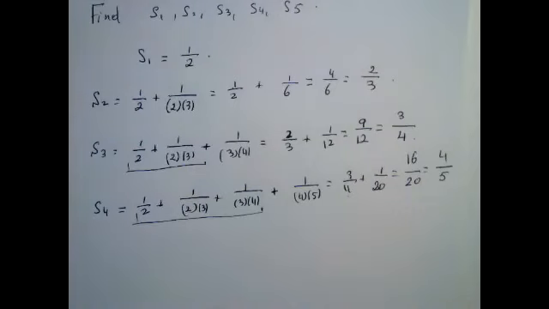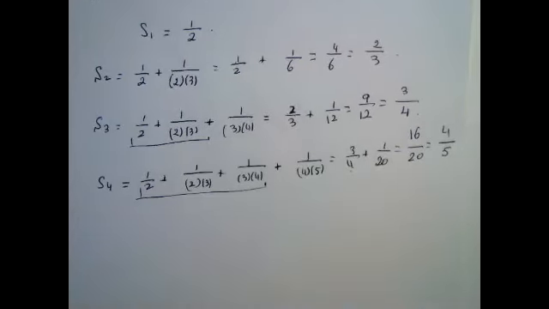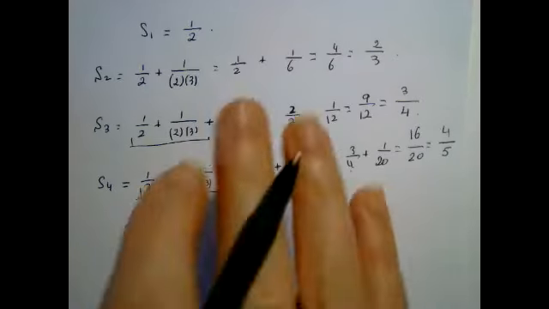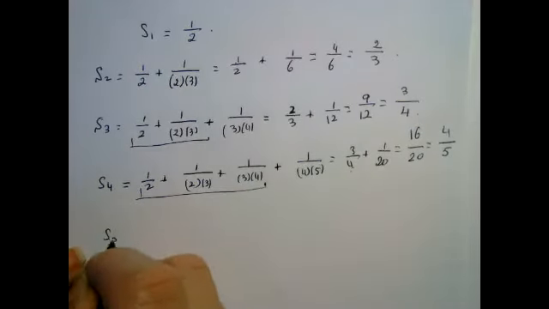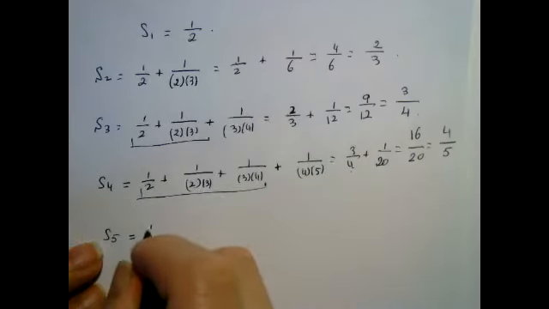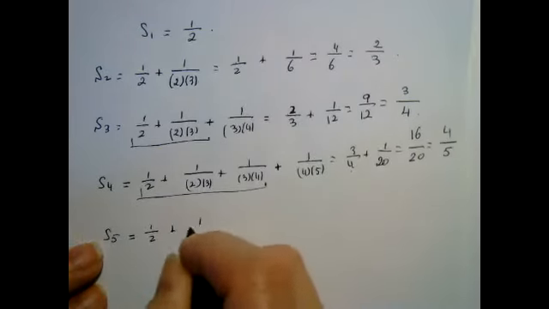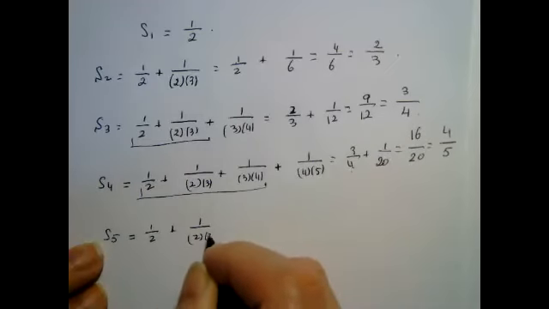What do you think? Anybody see any pattern emerging? They're getting closer and closer to 1. Yeah, because can anybody give me a general formula? So S5 is going to be what? What's S5? 5 over 6. It has to be 5 over 6. Let's see if it's correct.